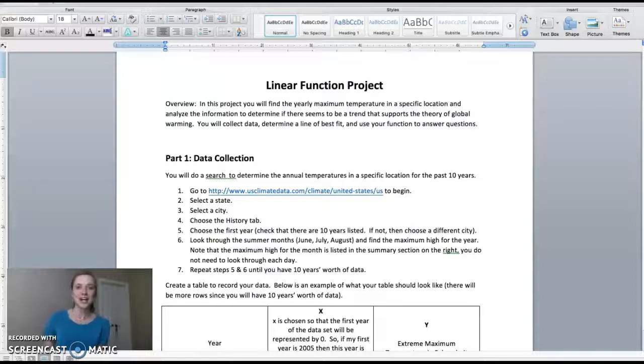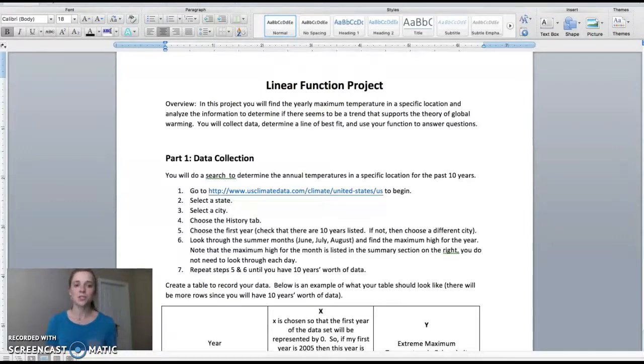Hey guys, I am making a tutorial for your linear function project. I've gone ahead and downloaded the instructions, and I have them open right here so you can see them. The first part, of which there are 4 parts total, is the data collection.